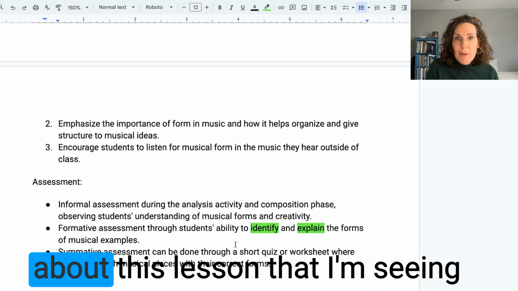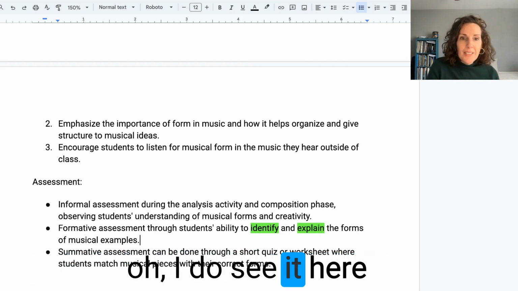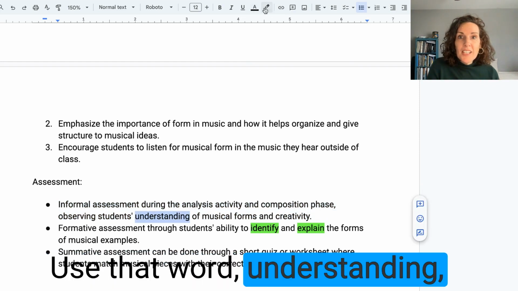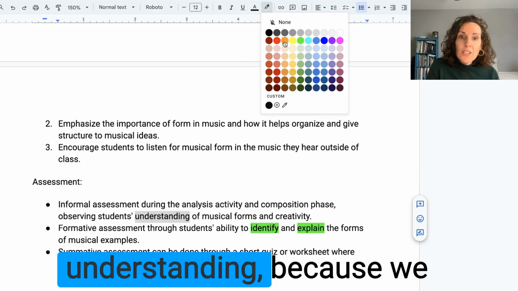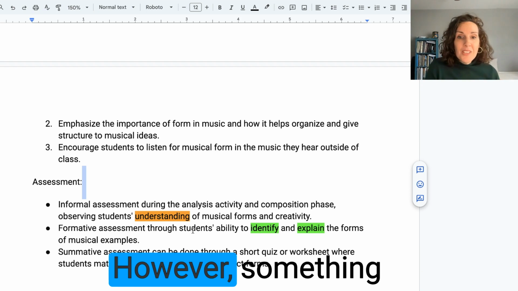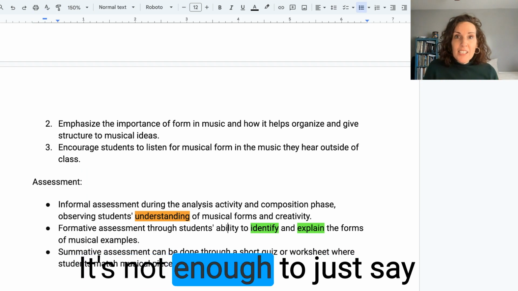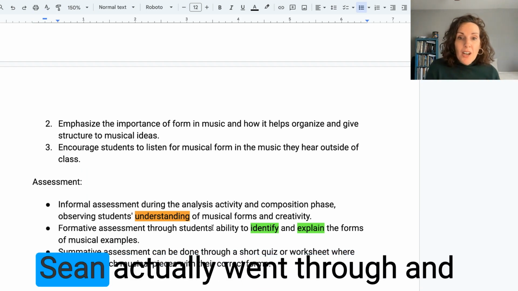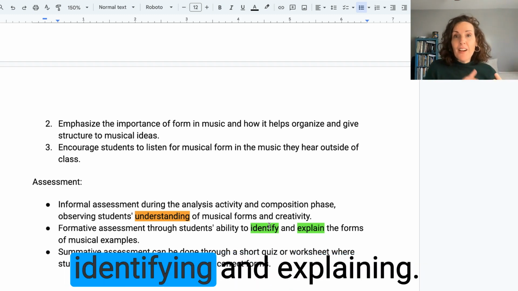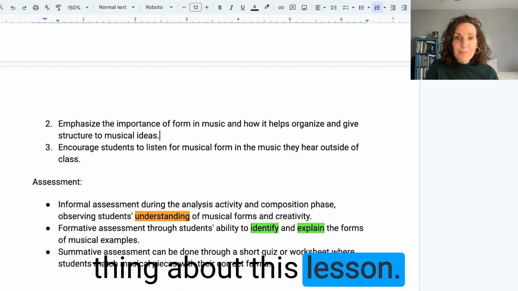In fact, one of my favorite things about this lesson that I'm seeing is nowhere do I actually see, oh, I do see it. Here it is. Understanding. Use that word understanding. Tread carefully with that word understanding, because we don't know what that looks like. However, something that helps out with this lesson is this idea of identifying and explaining. It's not enough to just say students will understand. Sean actually went through and said, this is what understanding looks like in this lesson, identifying and explaining. So I appreciate that very, very much. That's a really great thing about this lesson.